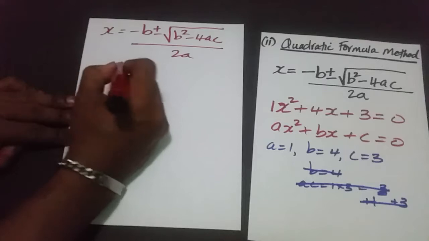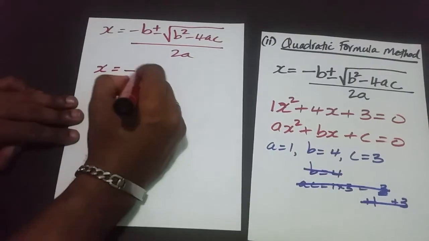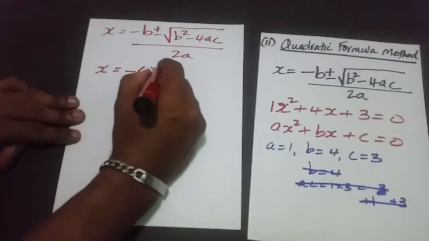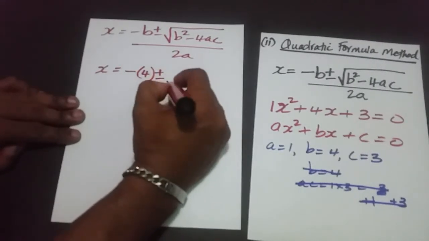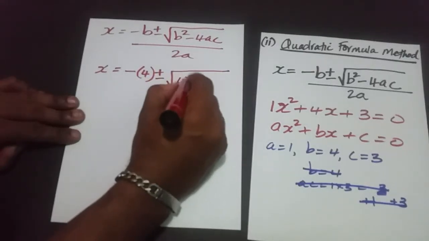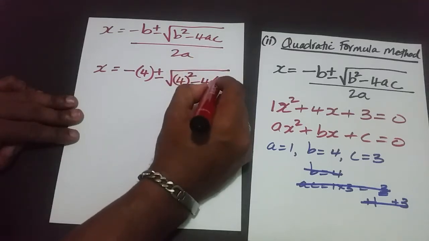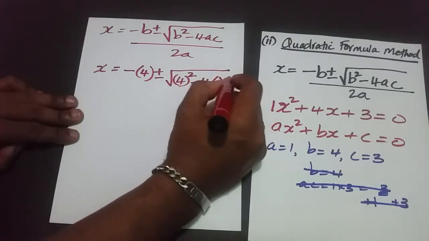So x is going to be equal to, the value of b is positive 4. So remember it's minus 4 here. Plus or minus, very important, the square root of, and the value of b is 4. We're putting that in brackets, squared, minus 4 times, the value of a is 1. And the value of c is 3.